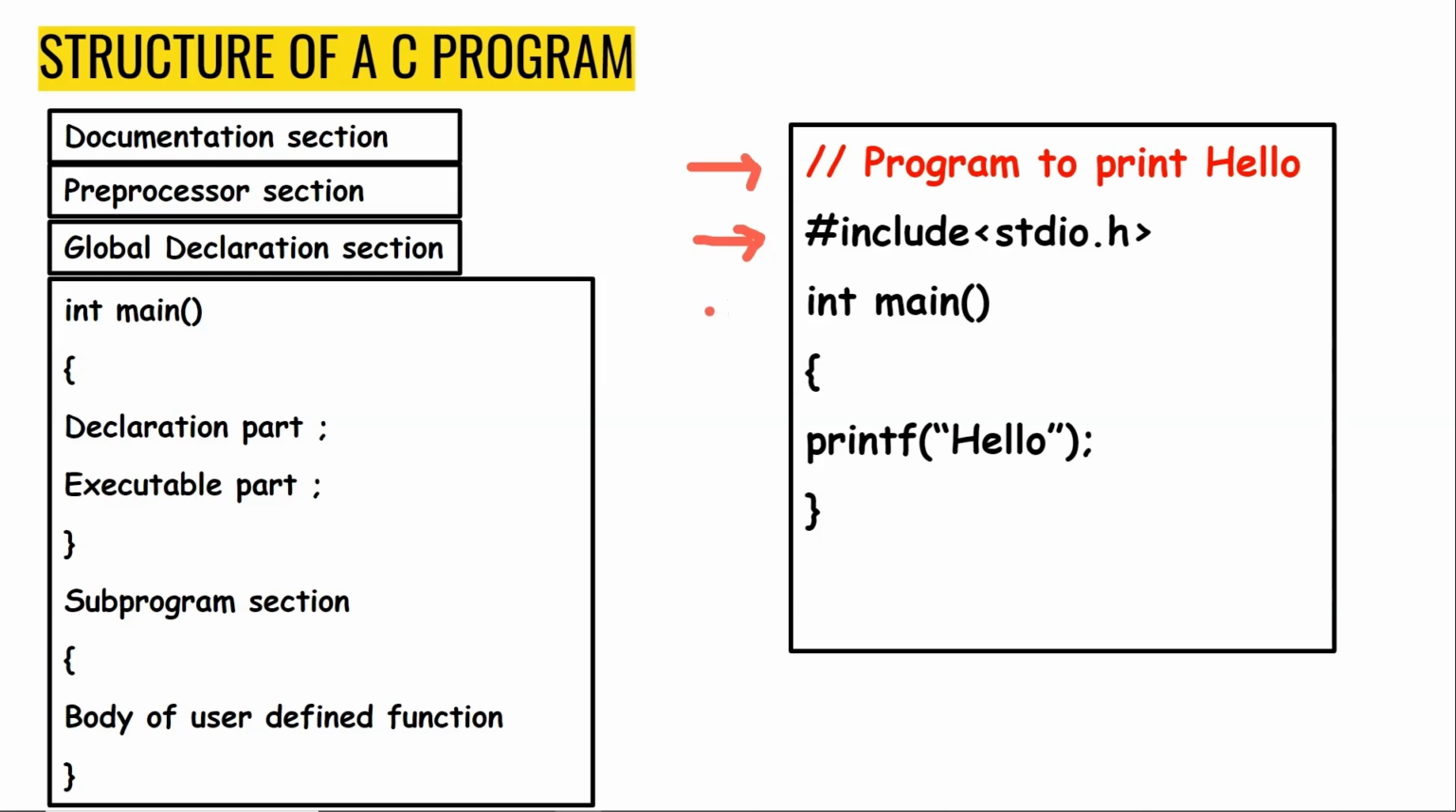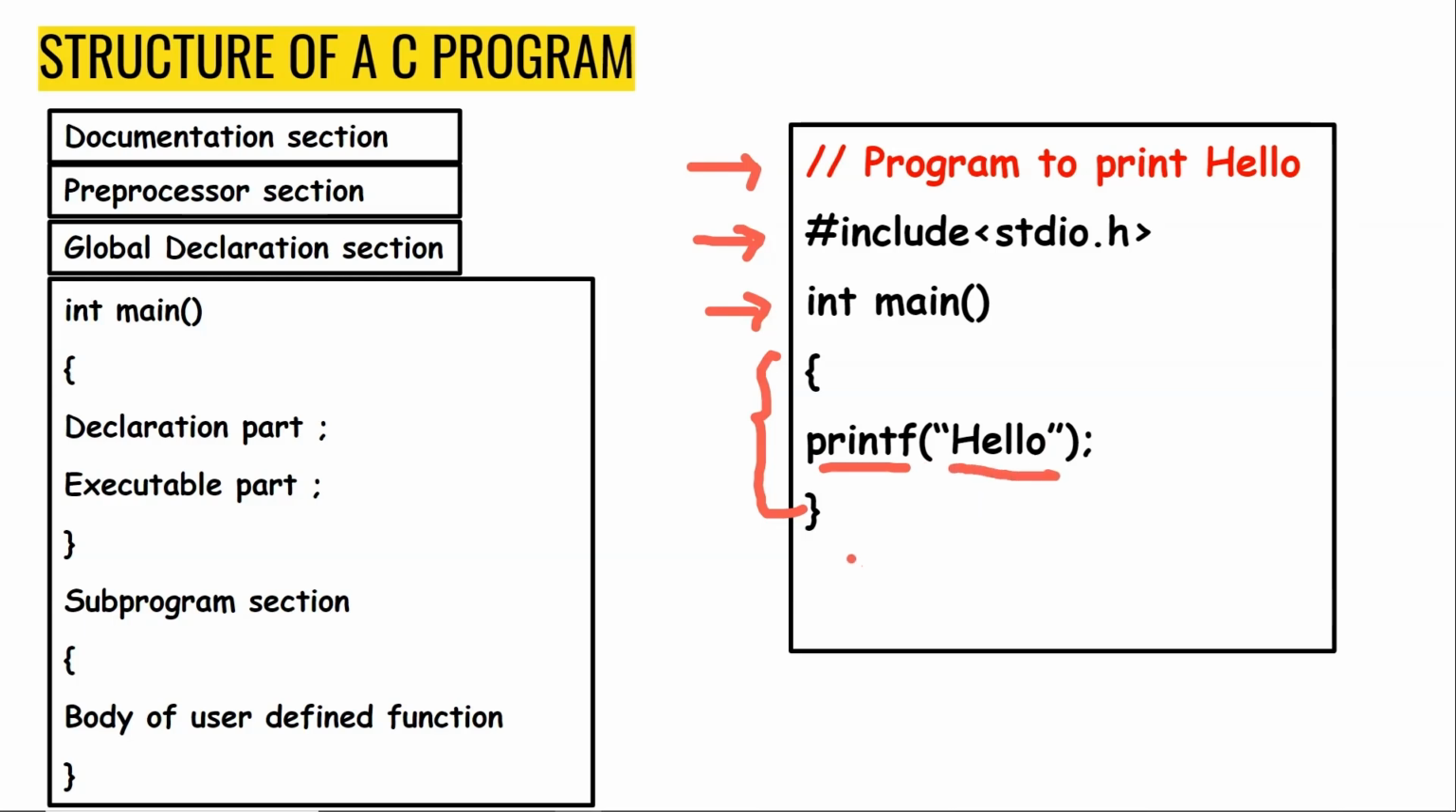Then we have the main function. As we know, all the C programs must include at least one main function. So we have the main function. The function body is enclosed within the curly brackets. And we have an executable statement, printf. Within printf, we say we have to print hello.